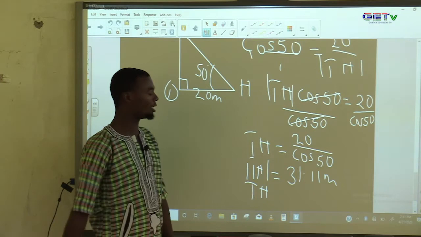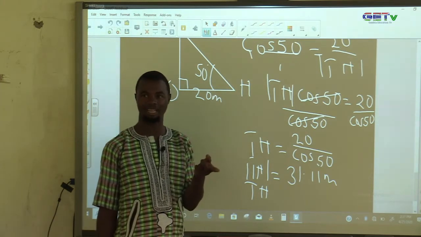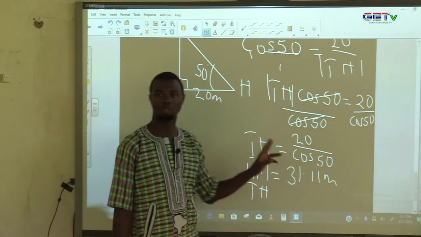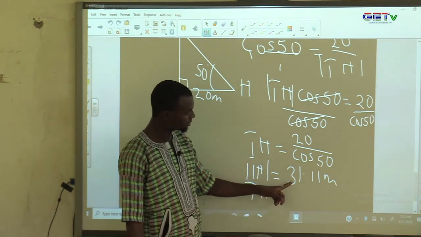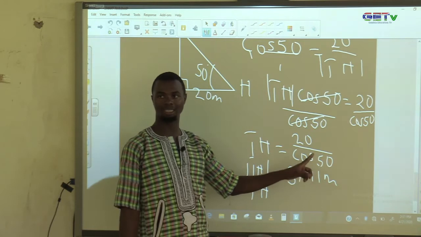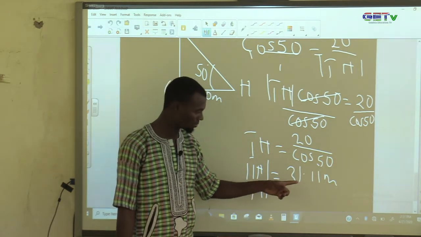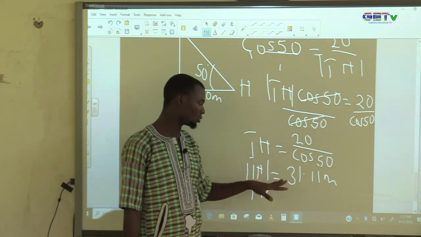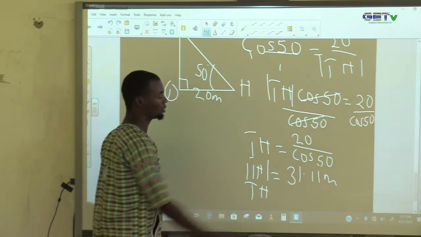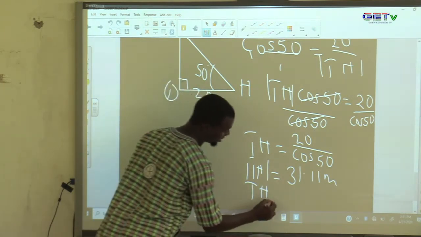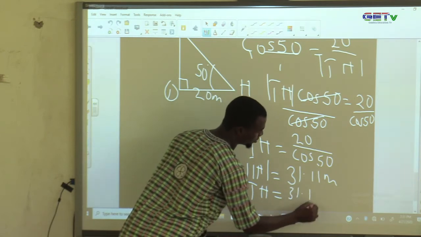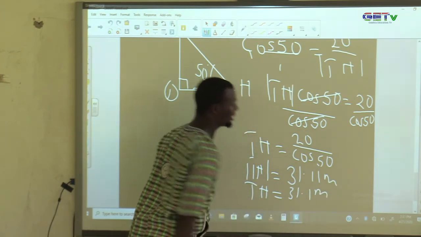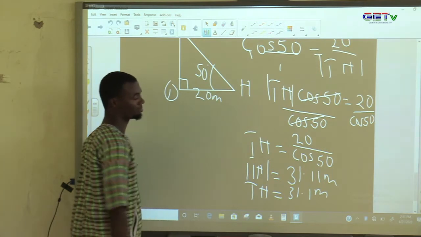So the question tells us to three significant figures. The first non-zero digit, I tell you again. So this is the first one, 1, 2, 3. You look at the digit after the third significant figure. 5 and above, you add 1; less than 5, you leave it as it is. So here it is less than 5. So our TH is equal to 31.1 meters.